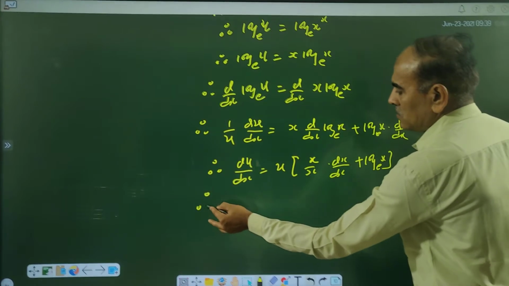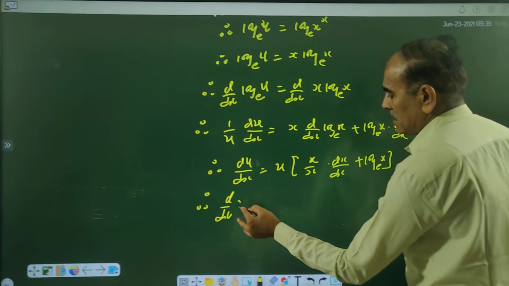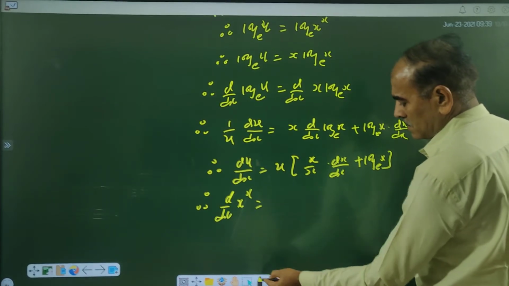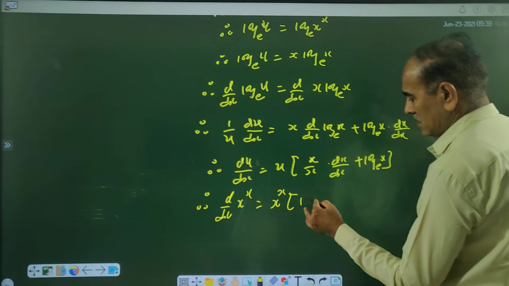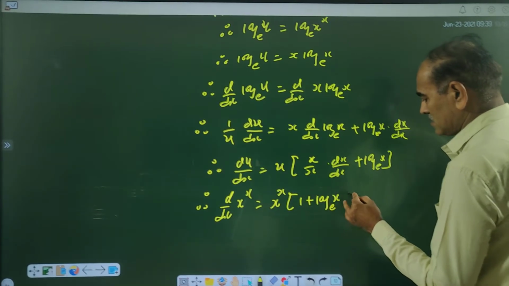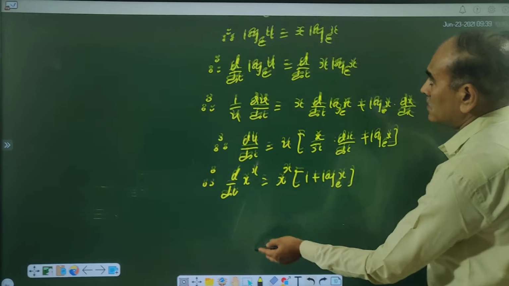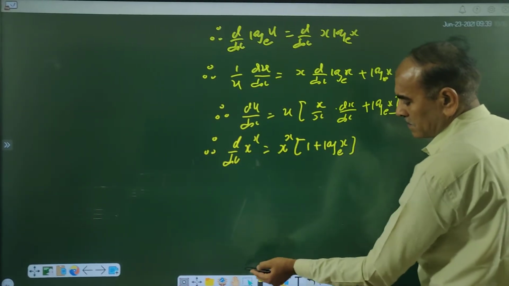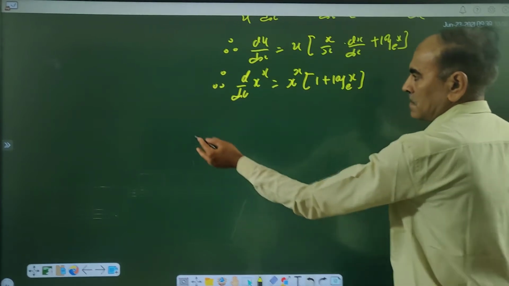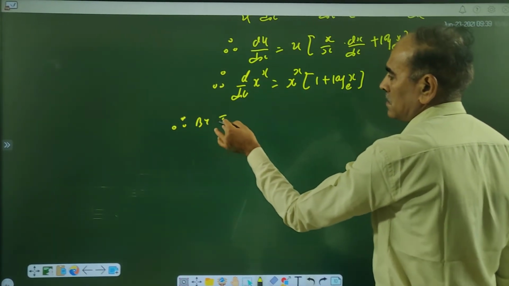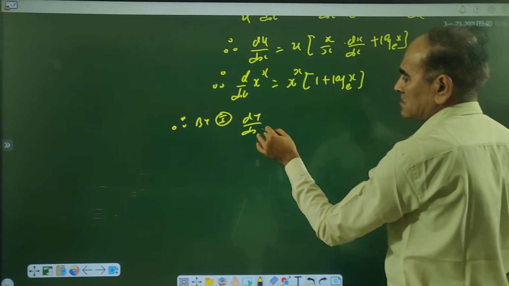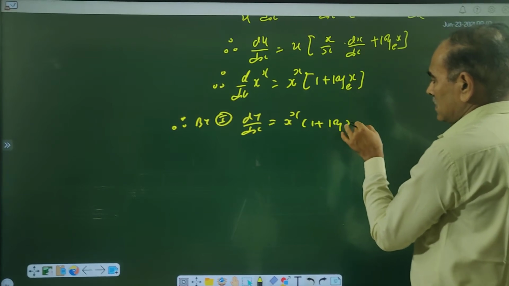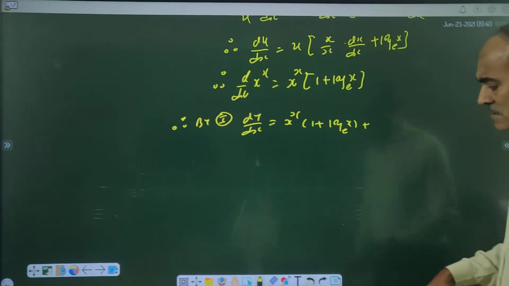Now replace the value of u on both sides. So d by dx of x raised to x is equal to x raised to x into (1 plus log x base e). And therefore dy by dx is this one: x raised to x into (1 plus log x base e) plus what we see.